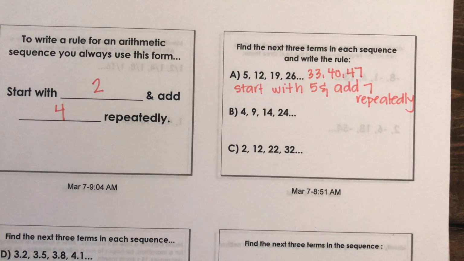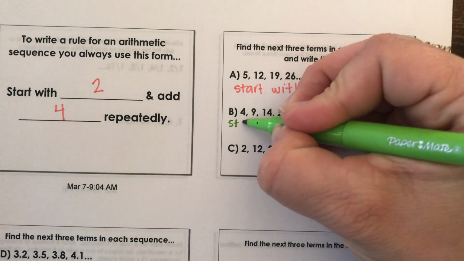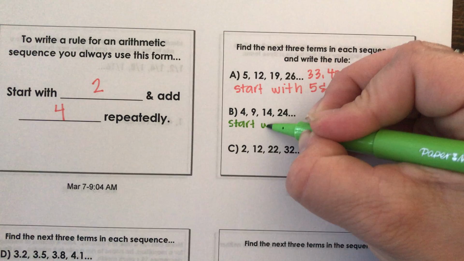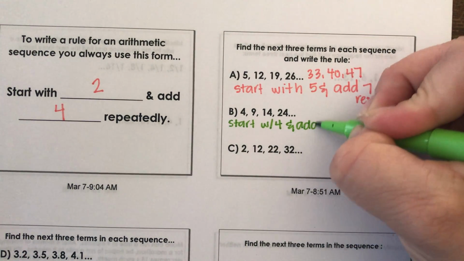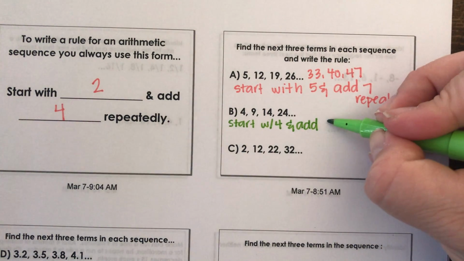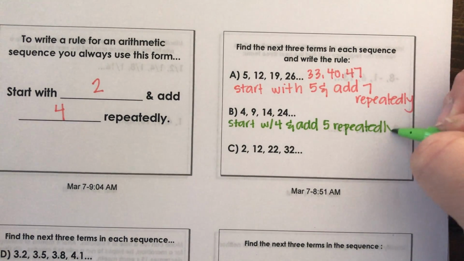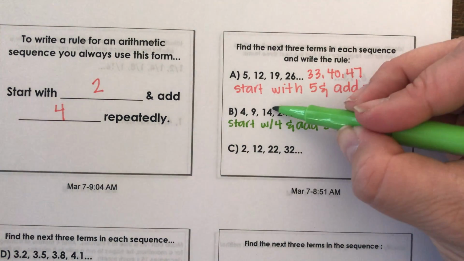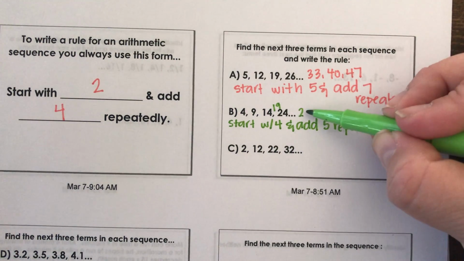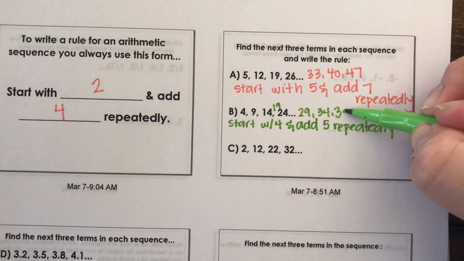Okay, or letter B, if you have 4 and then 9 and then 14 and then 24, we are going to say start with 4 and add, what are we adding every time? 5 repeatedly. So 24 plus 5 would be, oh, and actually there should be a 19 in here, would be 29, 34, and then 39.